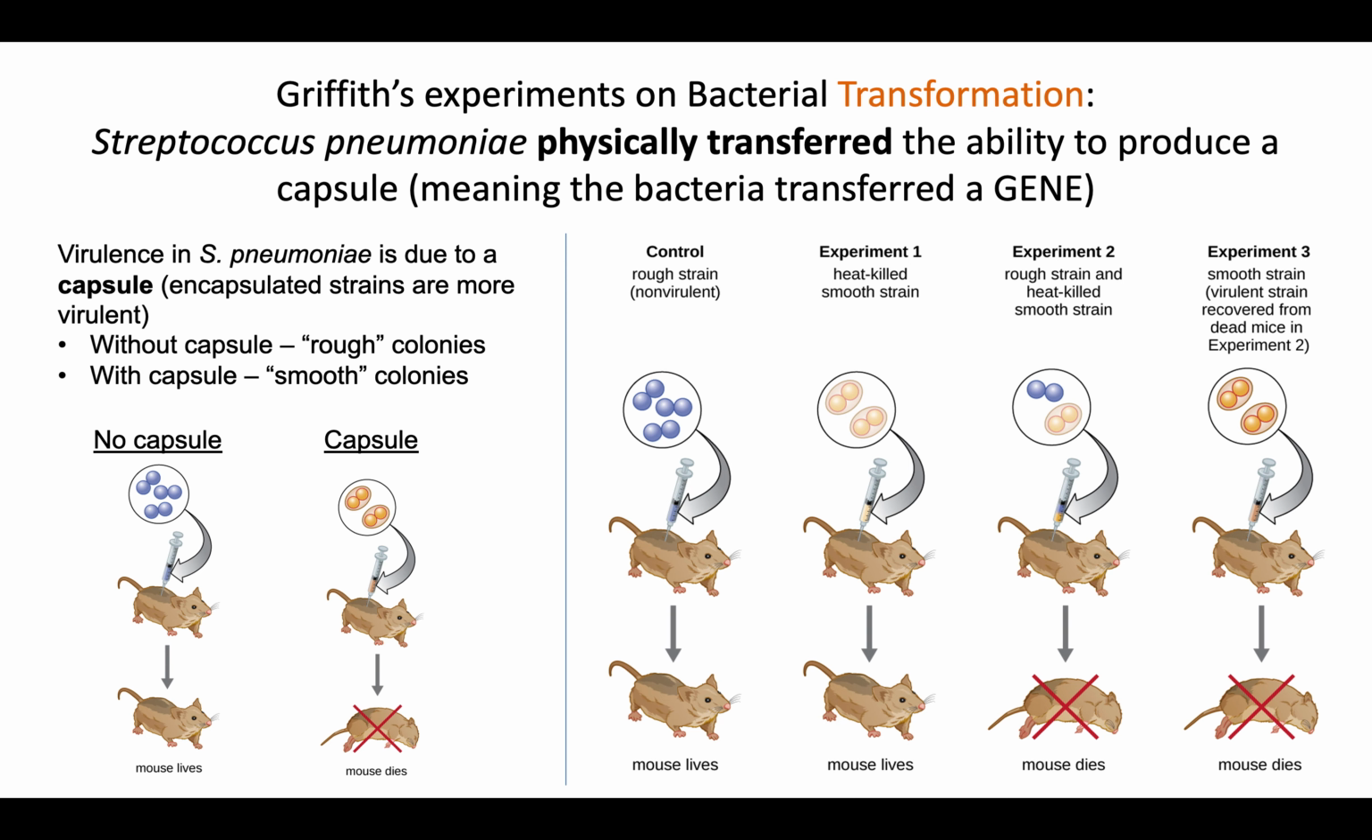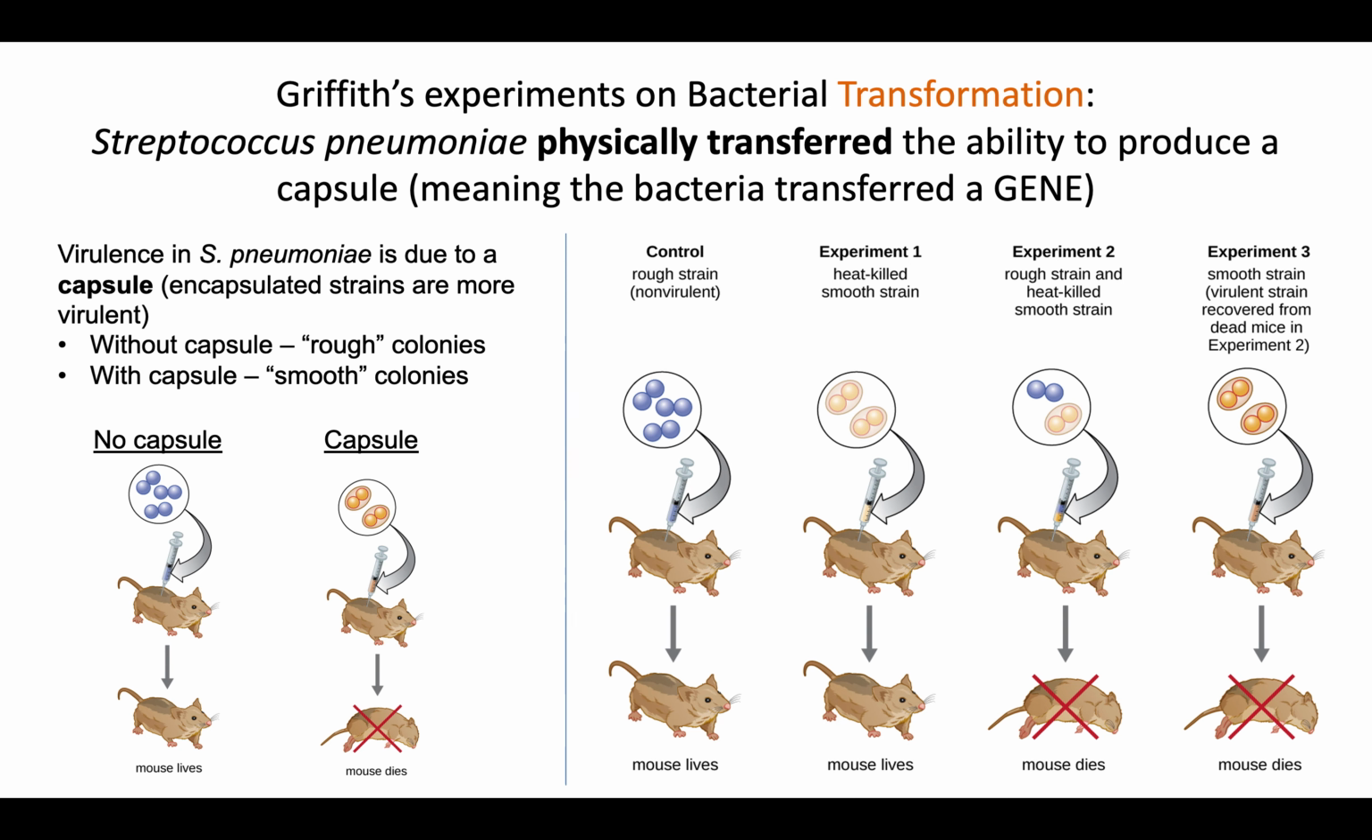Then there was another strain of Streptococcus pneumoniae that had the capsule, and the colonies were kind of smooth looking, so they called it S strain. What they did know is that the S strain was pathogenic, that the organism that was infected with it would die.